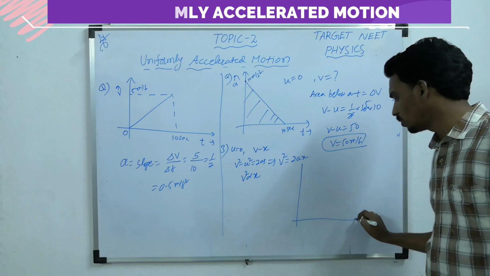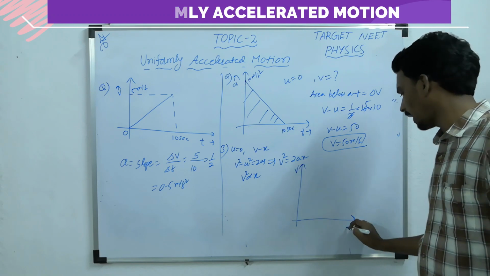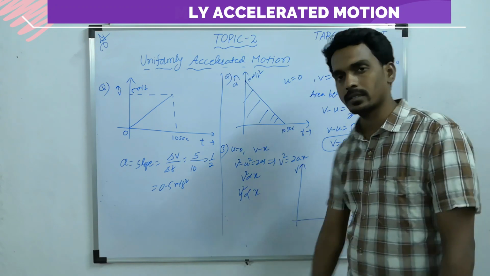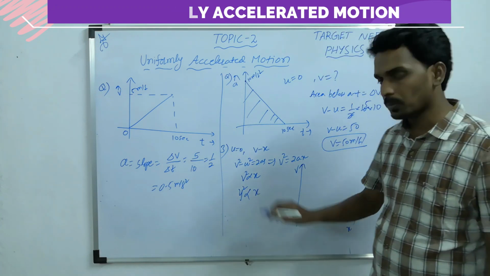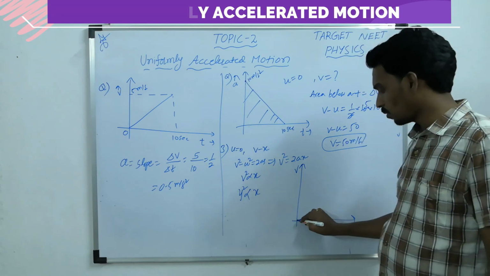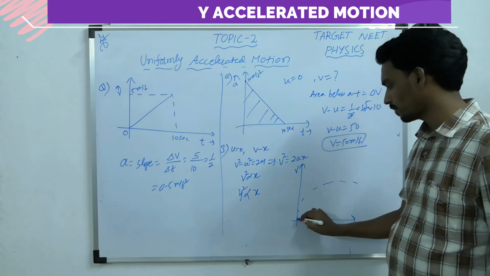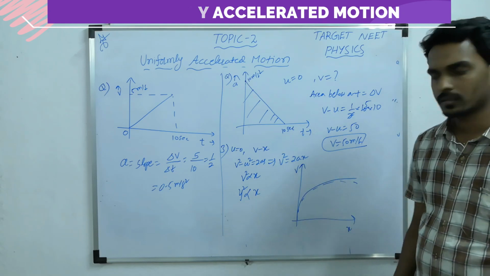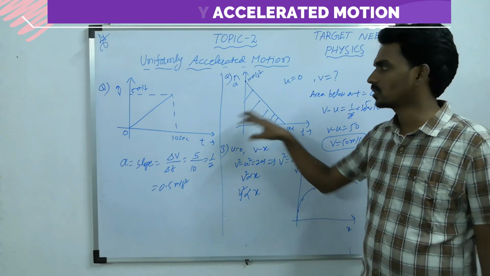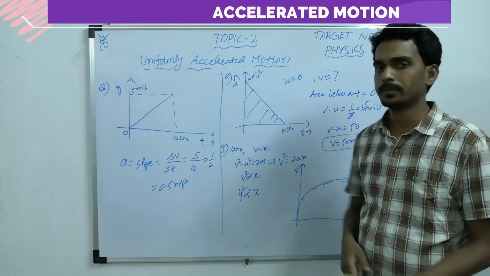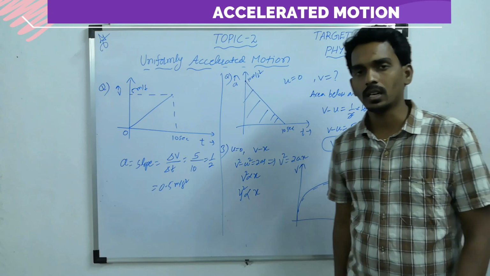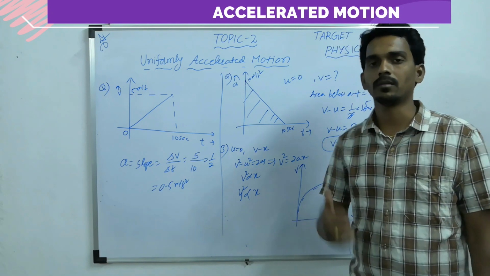Now they are asking you to draw the graph between V and x. V is on the y axis, x is on the x axis. Now y square is proportional to x. Have we taken this or not? The parabolic graph is like this. So like that you can use this graphical analysis in solving the questions based on graphs: slope, area and drawing the representation of graphical variation.